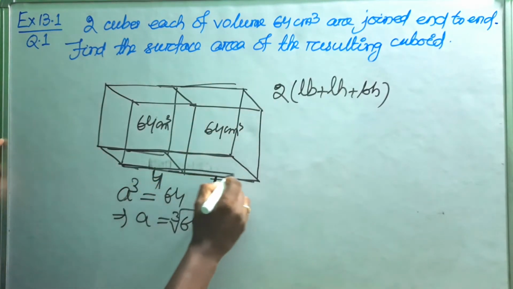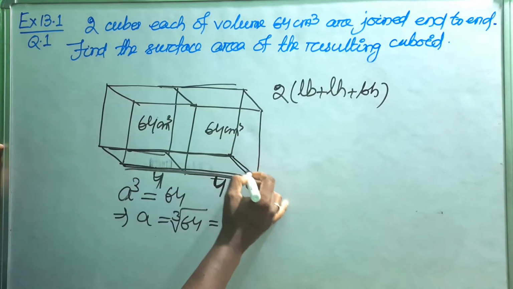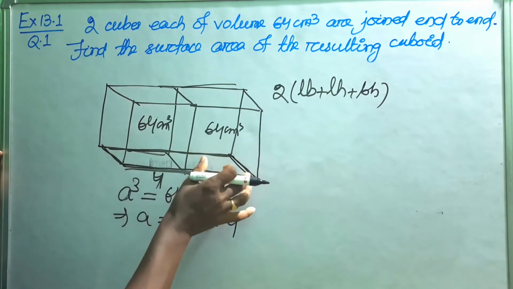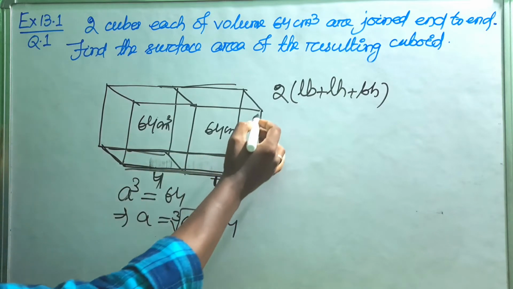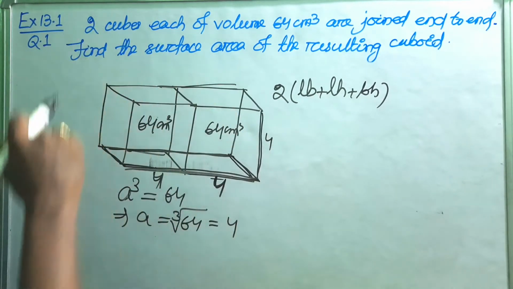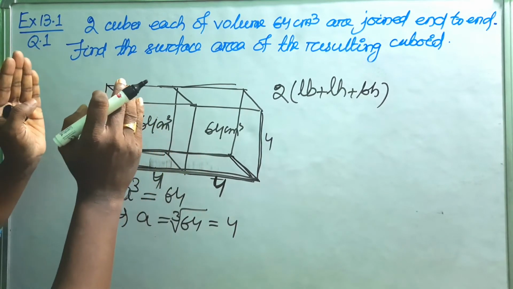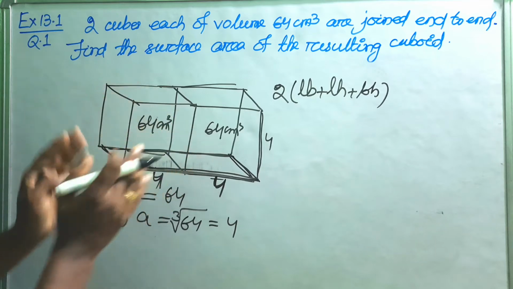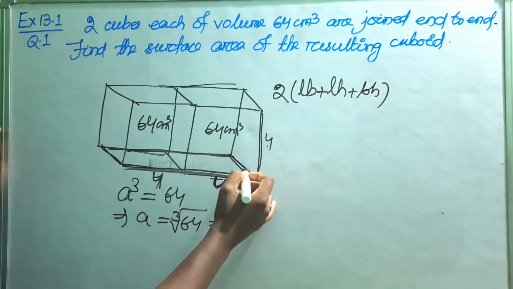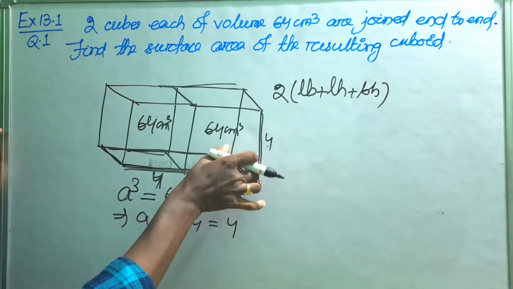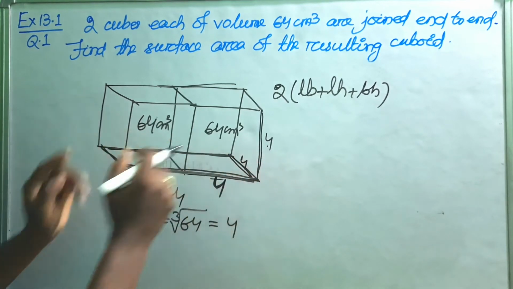Now what is the length here? Length is 4 plus 4, that is 8. What is the breadth here? Breadth is 4, it remains the same. Then height is also 4. There is no change. So for each cube the length, breadth and height are equal to a, that is 4, but the length will be 4 plus 4 if you join in this way.